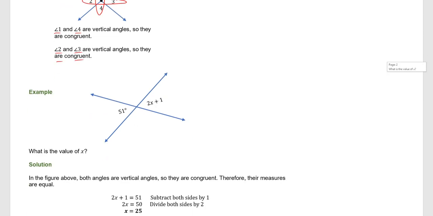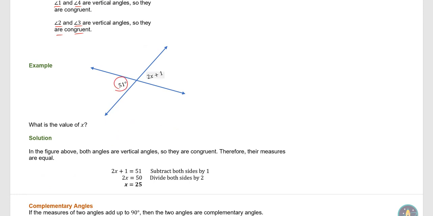Here's an example. Two intersecting lines, and we have these angle values. We have 51 degrees, and for the other angle, we have a representation in terms of x, 2x plus 1. The goal here is to find the value of x. So we use the idea that these two angles are congruent, and all we need to do is create an algebraic relationship: 2x plus 1 equals 51, and that's it. Just solve for x. So x is 25.